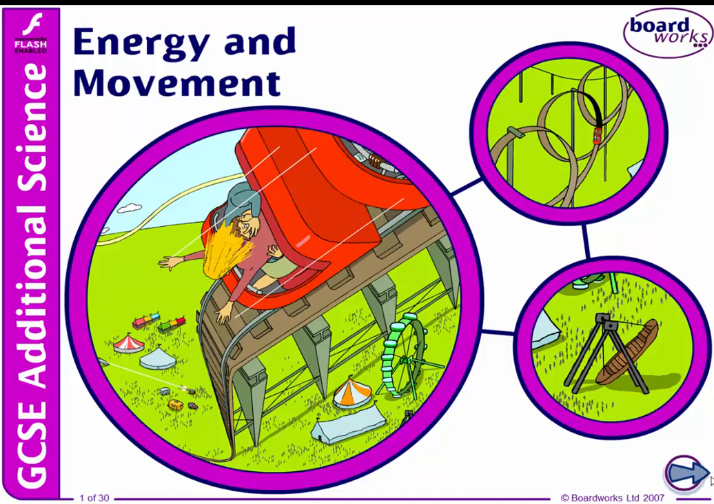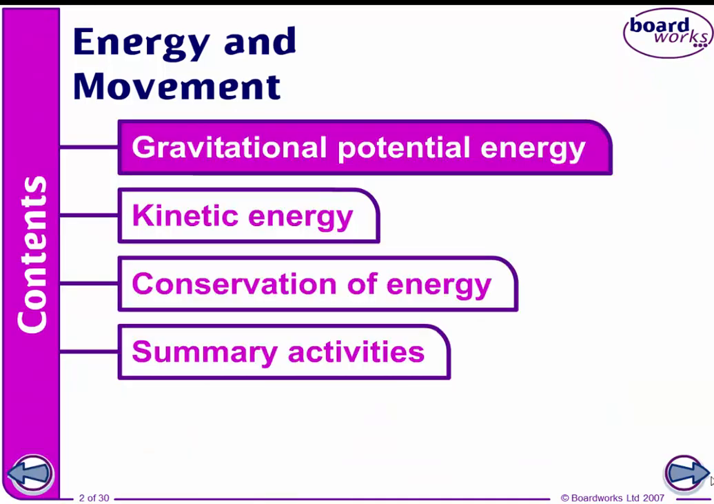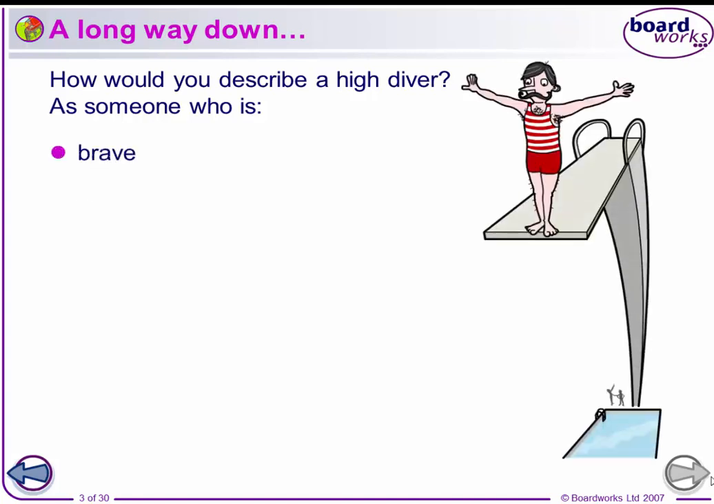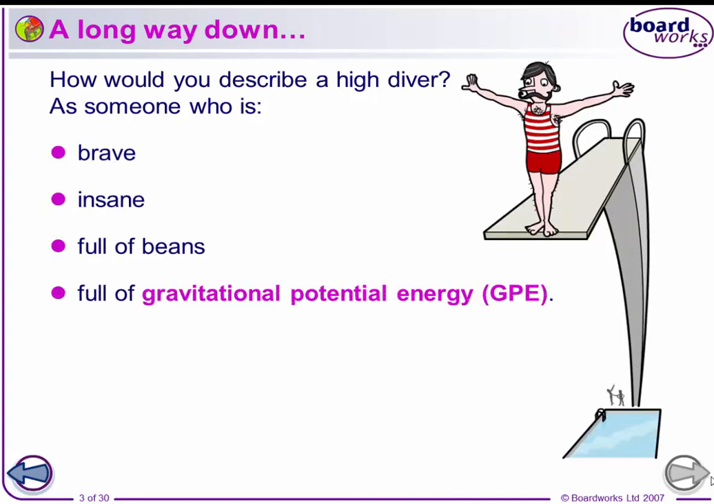We're going to look at the energy of movement. First, we're going to look at gravitational potential energy. Now, how would you describe a high diver? Is it someone who is brave, insane, full of beans, or full of gravitational potential energy, or GPE?